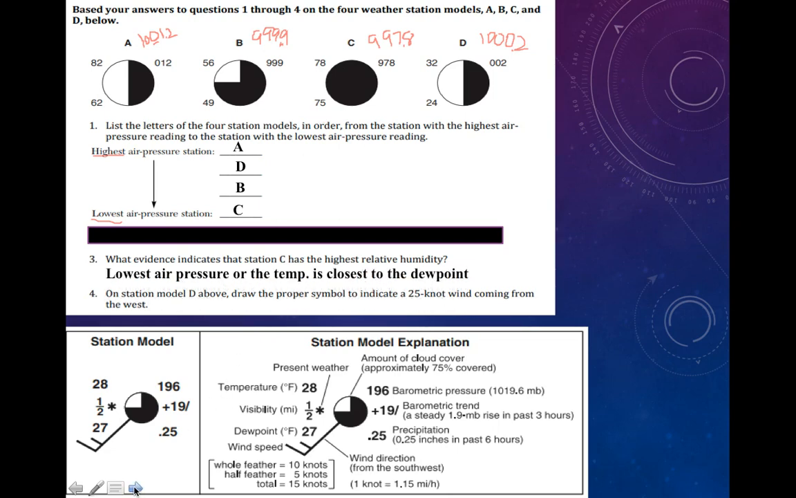All right. And lastly, on the station model D above, draw the proper symbol to indicate a 25-knot wind coming from the west. How would I do it? First things first, I would draw my bar. I would draw my bar from the west. That indicates the wind direction from the west. And then a 25 knot. Remember, the feathers, you have to add them up. A whole feather is 10 knots. So I'm going to need 2 whole feathers and another half feather. That's 10 plus 10, that's 20. And then another half feather is 5.